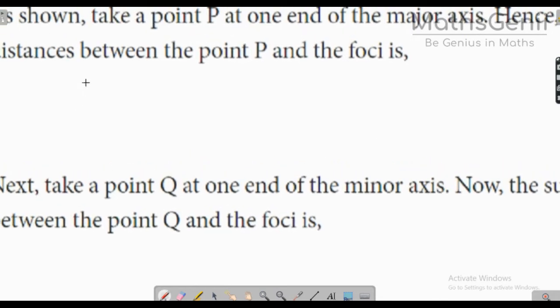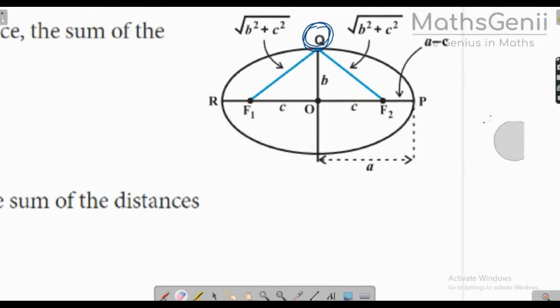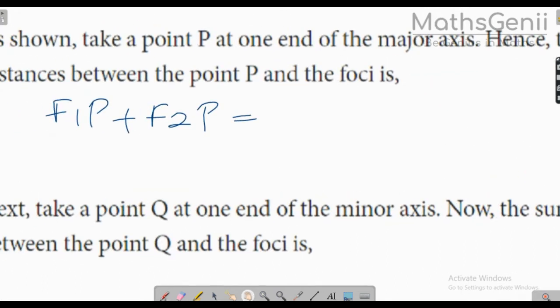Let's add F1P plus F2P. So let's go back to the diagram. F1P, this entire distance is F1P. This distance is A, correct? And this distance is C. So F1P is nothing but C plus A. So instead of F1P, can I write C plus A?